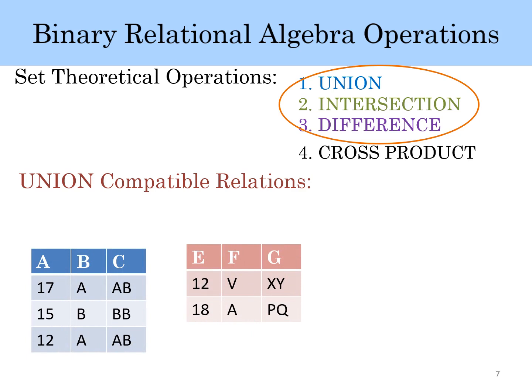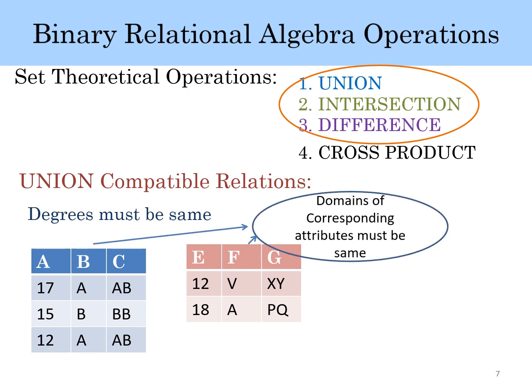Consider the two tables. The first condition is that the degrees must be the same. The two tables must have the same number of columns. That is, the degrees of both the tables must be the same, and the domains of corresponding attributes must be the same. Here, the domains of A and E are the same. Similarly, B and F share the same domain, and C and G have the same domain.